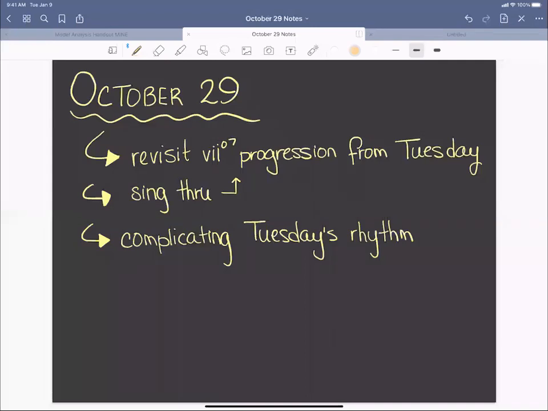So let's take a listen again to that 7-7 reinterpretation that you guys did in your breakout groups on Tuesday. I'm just going to play it first time through just for you to remember what it sounded like. So here it is.